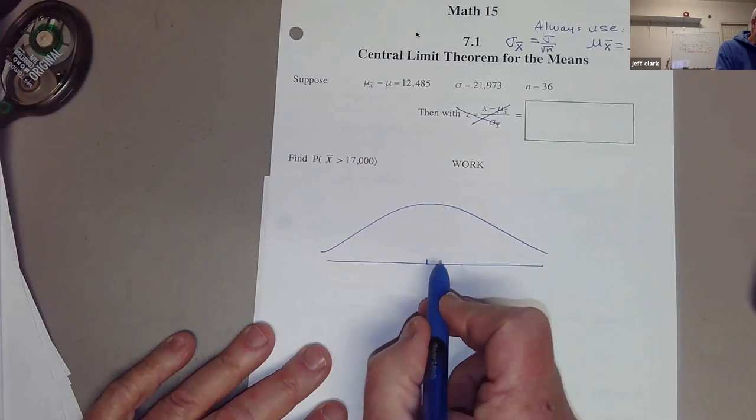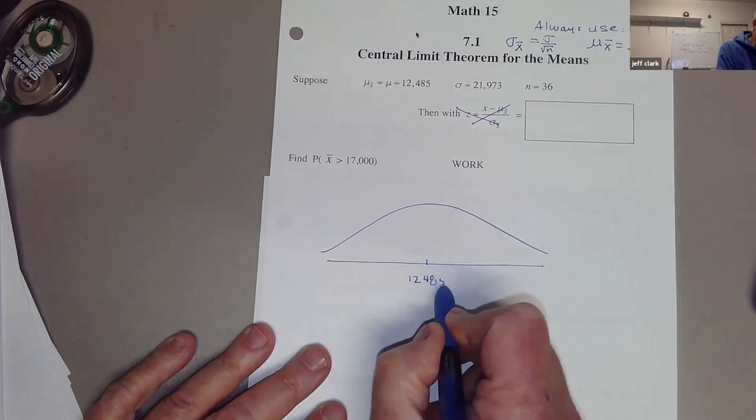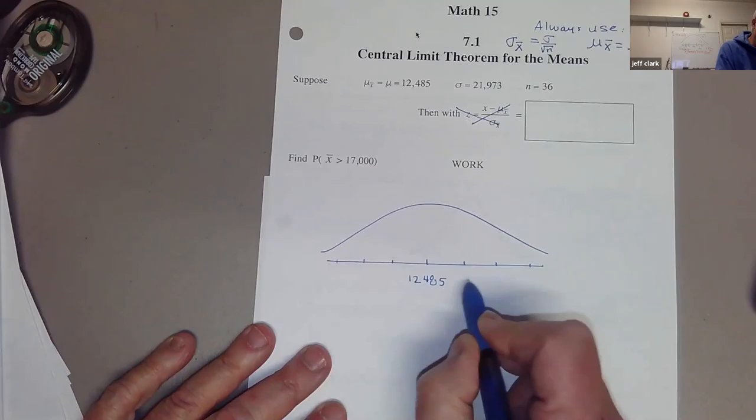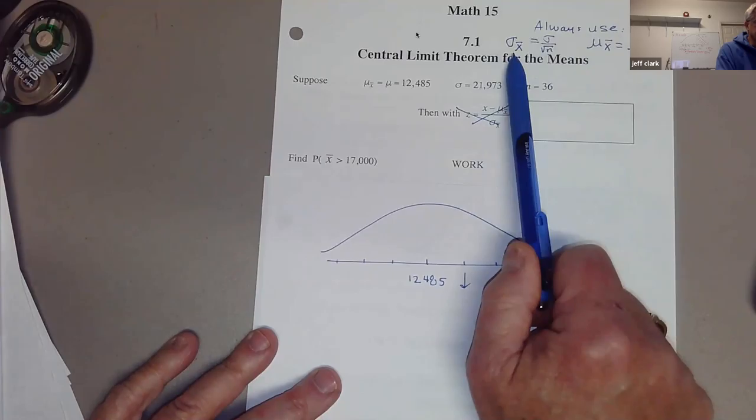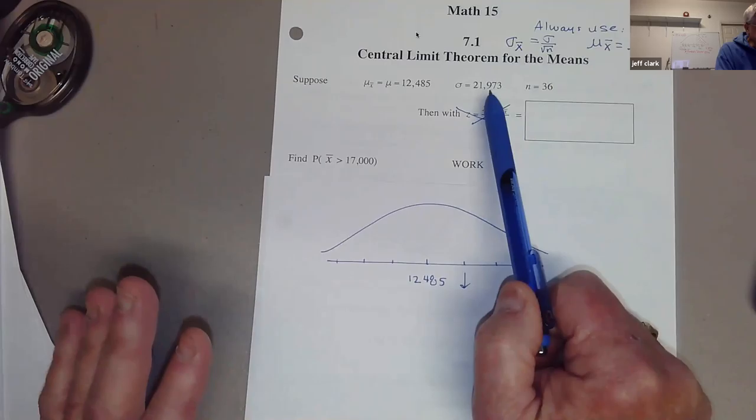In the middle is going to be, let's see, where is it? Oh, there it is, 12,485. And you guys know there are 3 tick marks to the right and 3 to the left. This one here, how do you find it? Well, in the past, you always add sigma. But now you have to add sigma sub x bar. You have to add this. So this is where every student makes a mistake. They just put sigma.